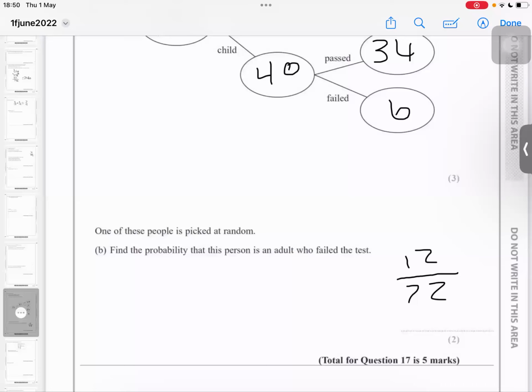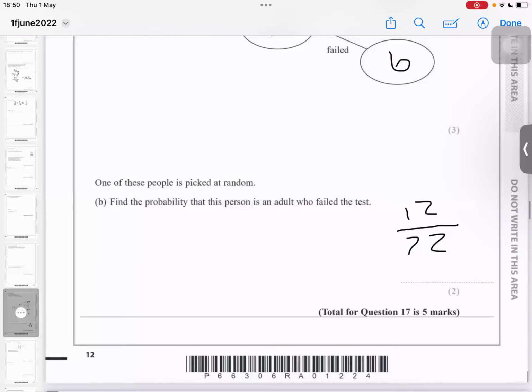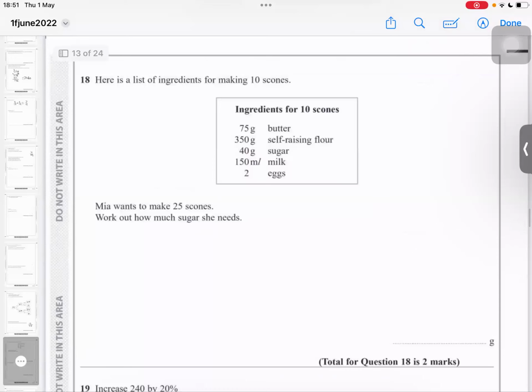That's number of possible events. So 12 over 72 is actually 1 over 6 if you break it down, because 12 in 72 is 6. So 12 in itself is 1, 12 in 72 is 6, if you break it down to the lowest terms. All right, so can we move on now? Yes.